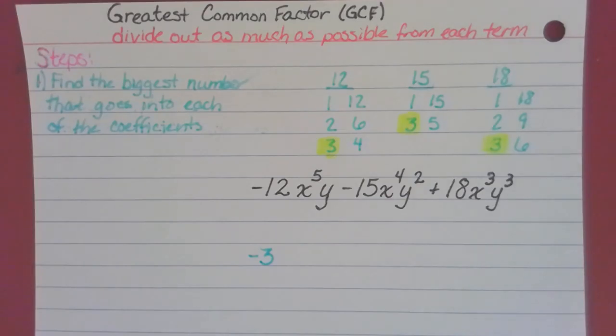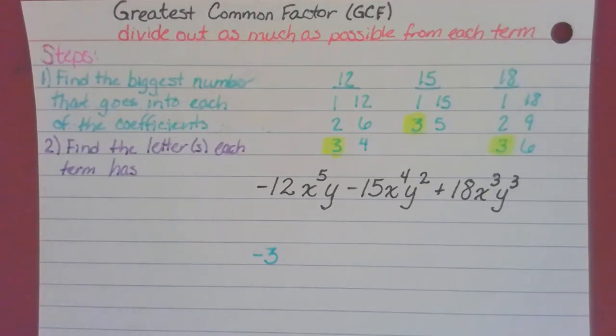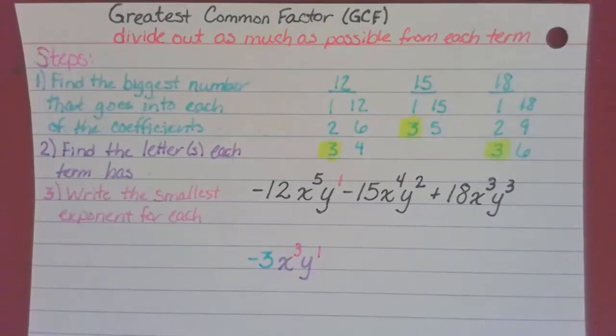Then I'm going to go to step 2, which is to find the letters or variables that each term has. So in this problem, they all have x's and they all have y's. So we're going to be writing that down for our GCF next. So we've looked at the letters, and then we've written the smallest exponent for each. Remember, any variable that doesn't have an exponent has an exponent of 1. So the smallest exponent I have on the x is a 3, and the smallest exponent I have on the y is the 1 that was missing, and I just wrote that in.